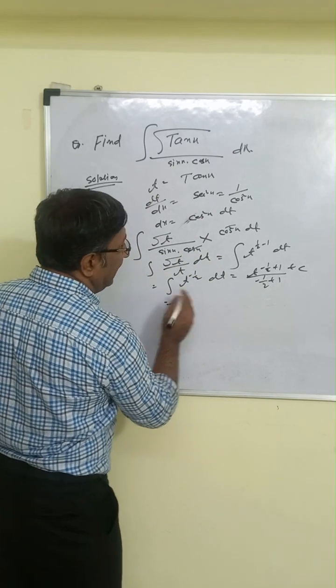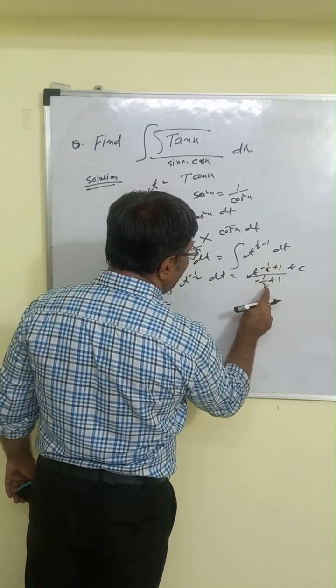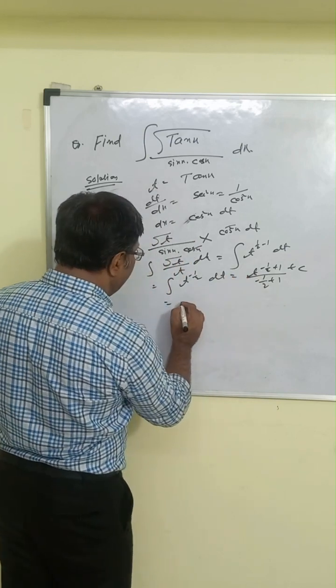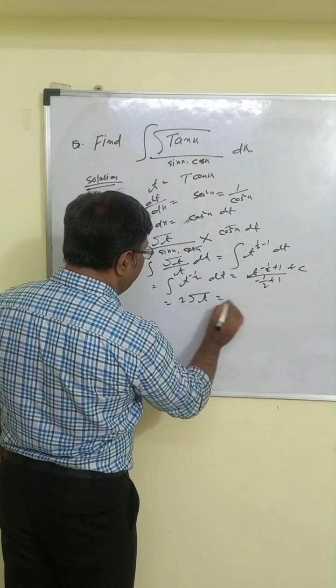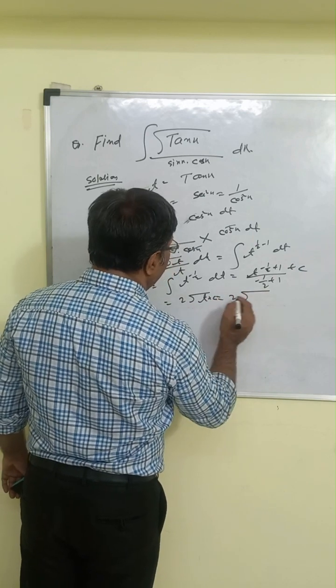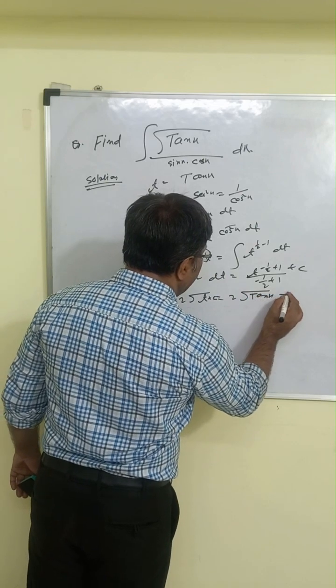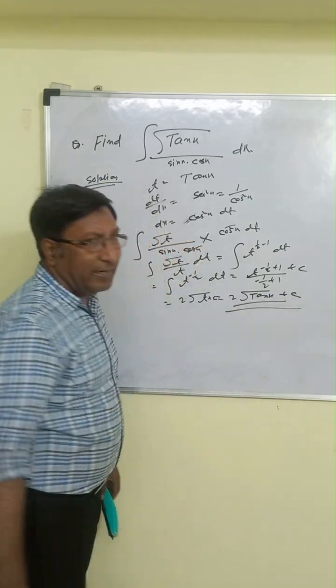So finally we will get minus 1 by 2 plus 1 is what? That is half, and this is also half, so it will reverse. So you will get 2 root under t. So our correct answer is 2 root t plus c. So this root t is what? tan x. So 2 root under tan x plus c is our correct answer.